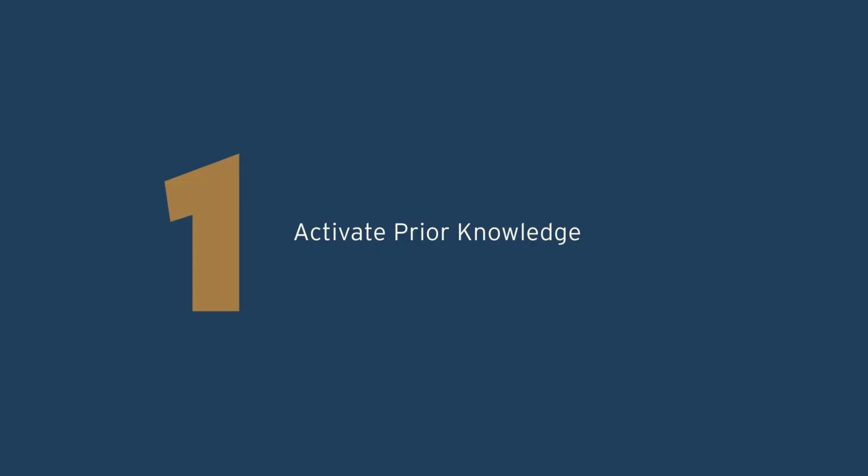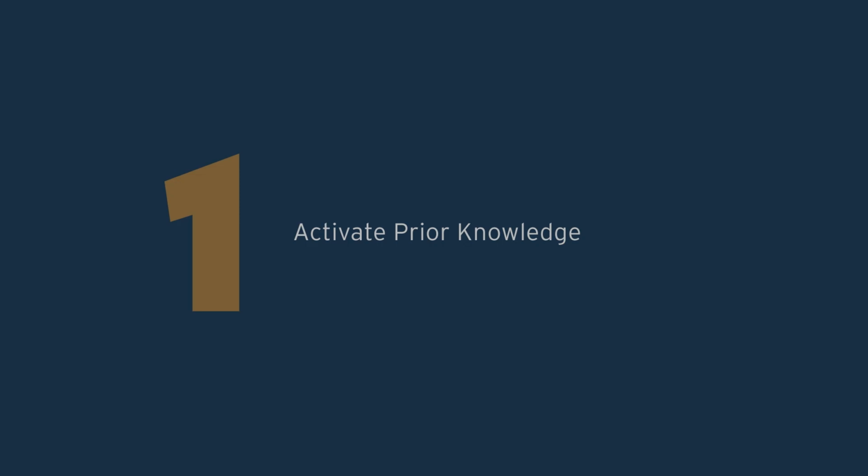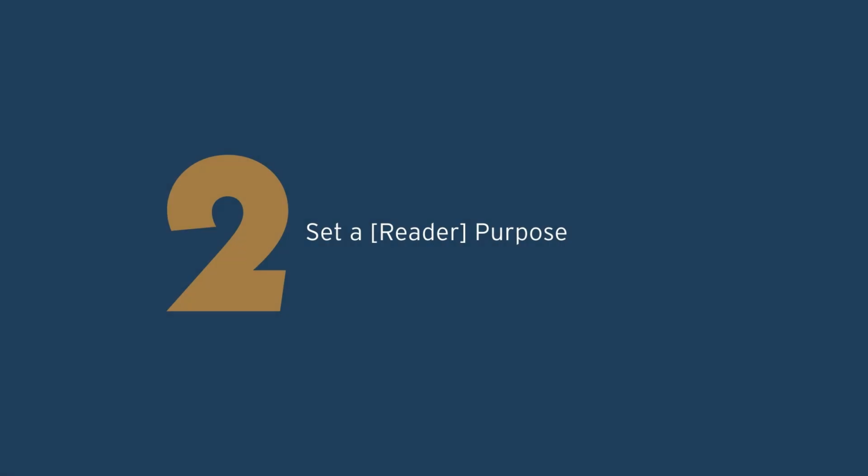1. Activate prior knowledge. Think about what you already know. You're going to connect new content to existing knowledge to improve comprehension and memory. 2. Set a reader purpose. You're the reader in this case, so define your own goal. Are you reading to critique, to summarize, or to extract data from a paper?